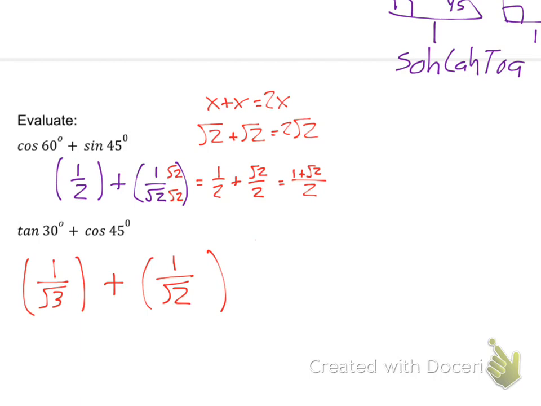Now, let's fix these. I don't like square roots on the bottom, so I'm going to multiply by the square root of 3 over the square root of 3, and the square root of 2 over the square root of 2. Leaving me with square root of 3 over 3 plus square root of 2 over 2. I hope everybody is able to do that.